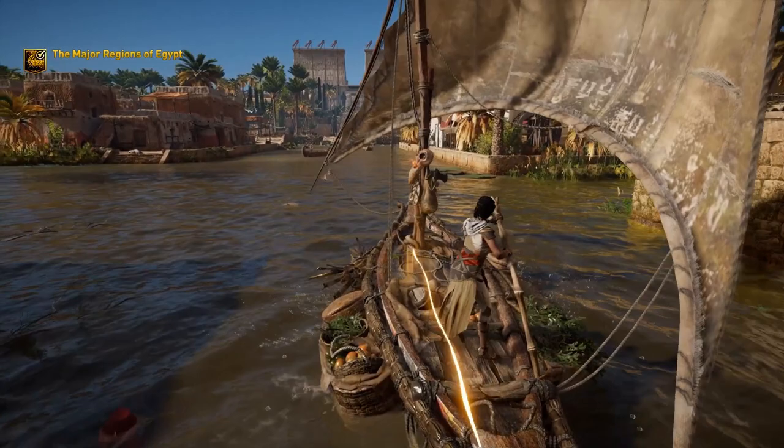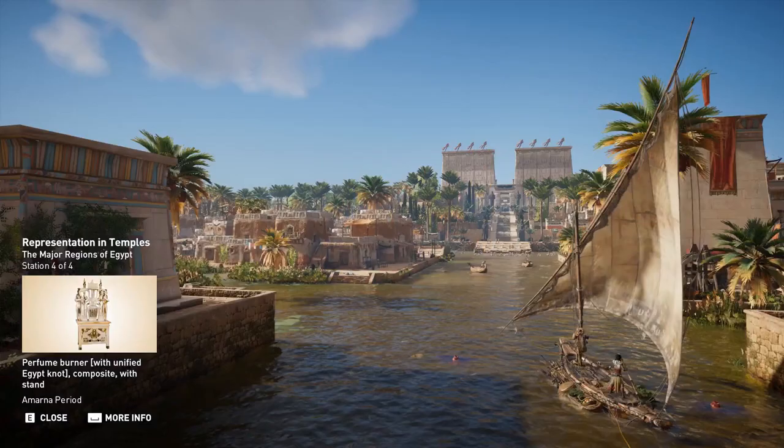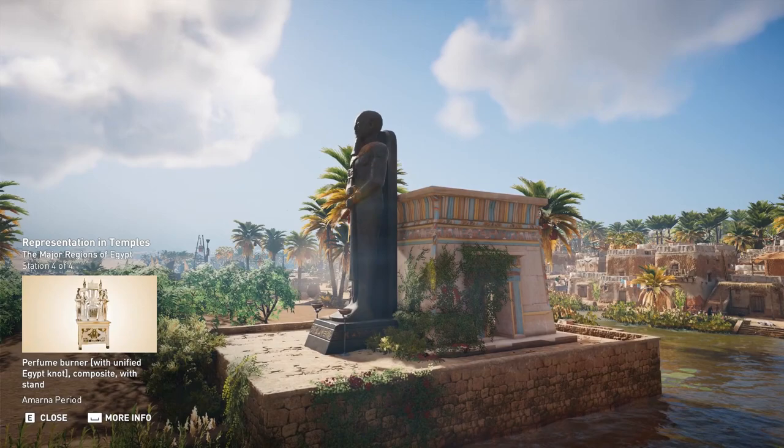Many of the temples were designed in such a way as to represent the two regions, and ceremonies often incorporated Upper and Lower Egypt in their rituals.